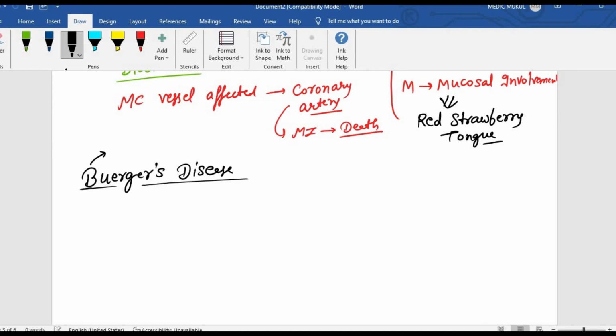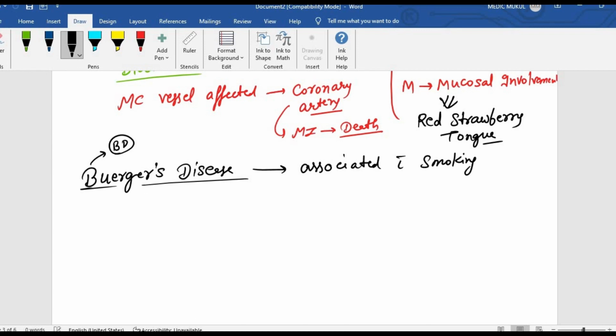See, B for BD, and those who don't know what BD is, BD is the little sister of the cigarette. Okay, this is the little sister of the cigarette. So remember B for BD, the little sister of the cigarette. That means it is associated with smoking. This is associated with smoking.